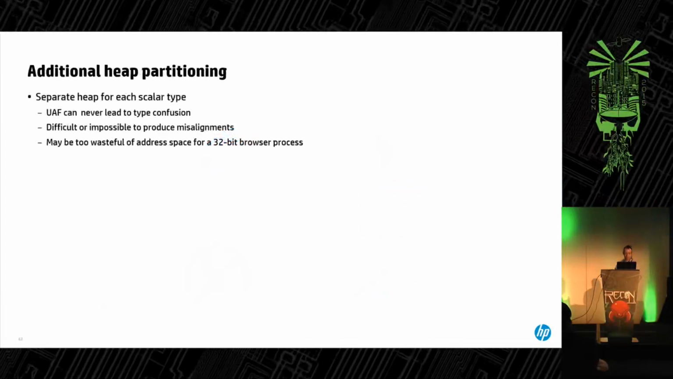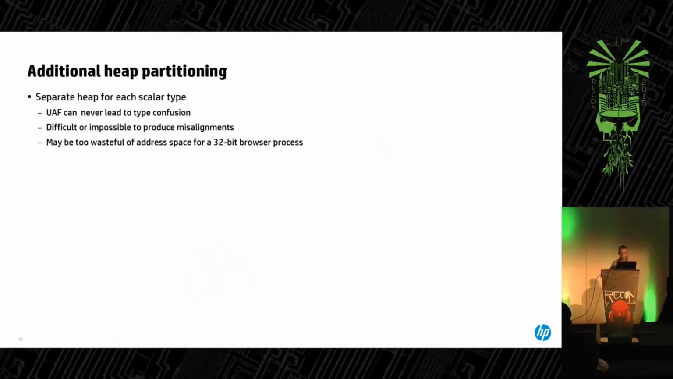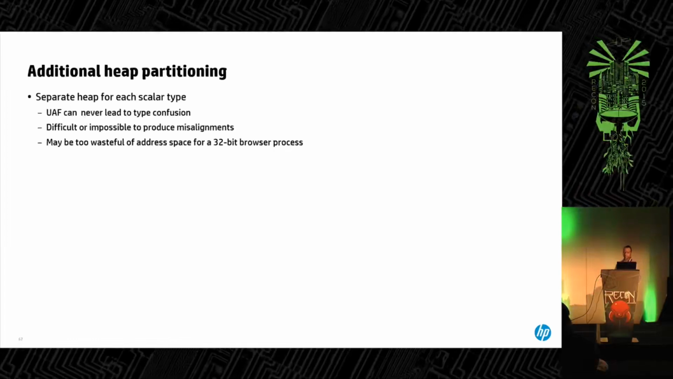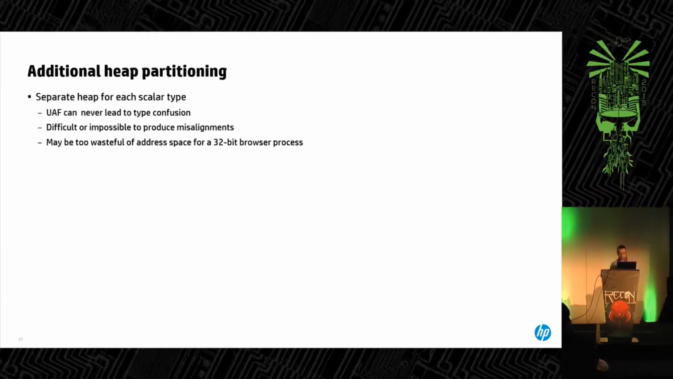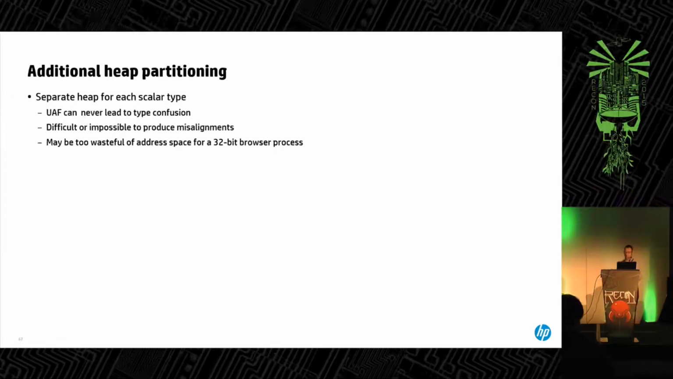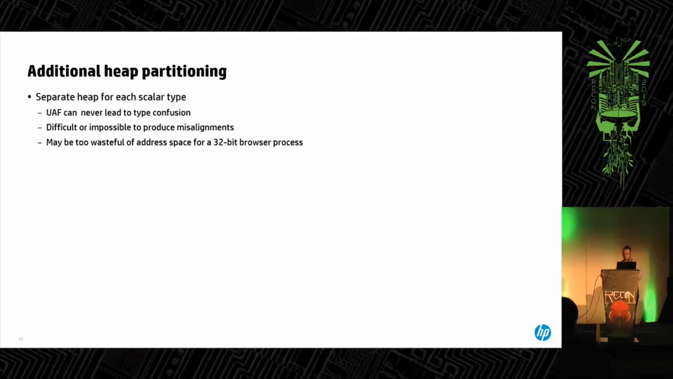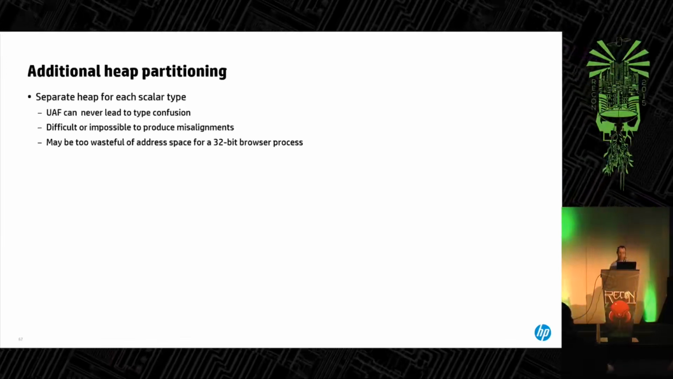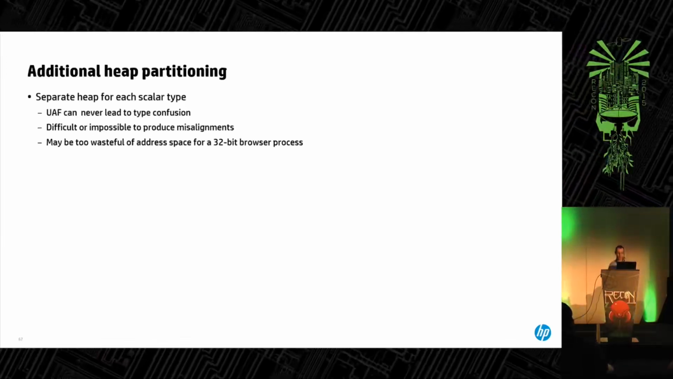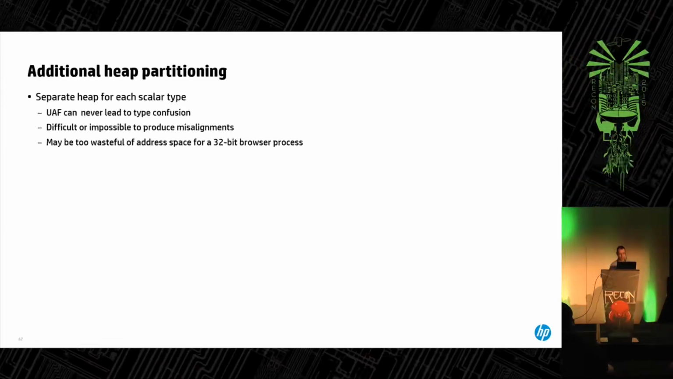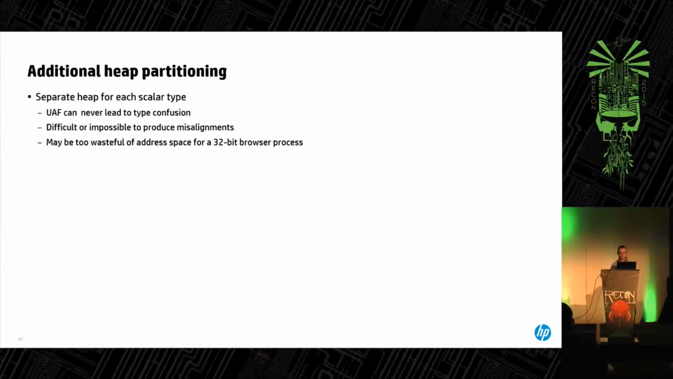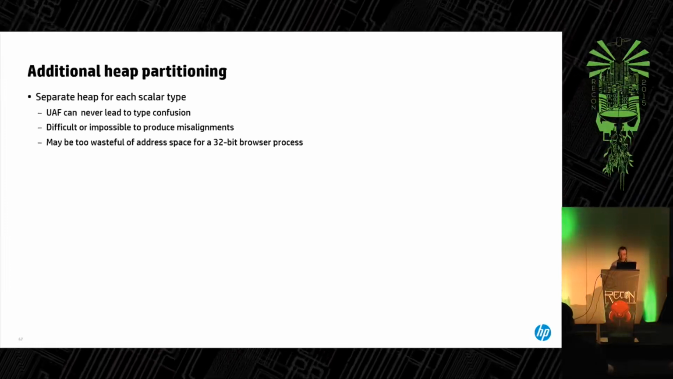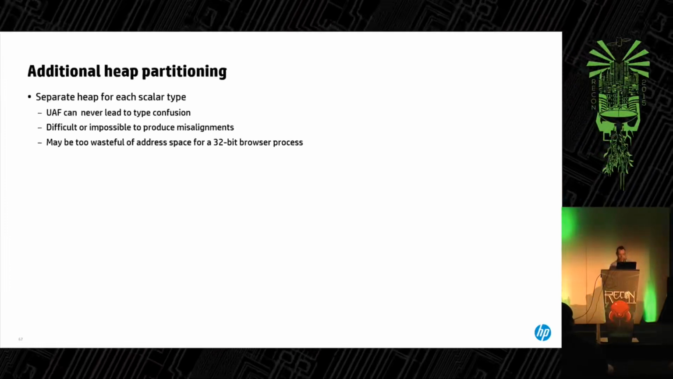Finally, we recommend taking ISO heap to the next logical step by creating additional separate heaps. Ideally, one could have a separate heap for each scalar type. This would bring two great benefits. First, a use after free condition could never lead to type confusion, since every type is confined to its own heap. Secondly, since each heap consists entirely of objects of homogeneous size, misalignments will not arise.